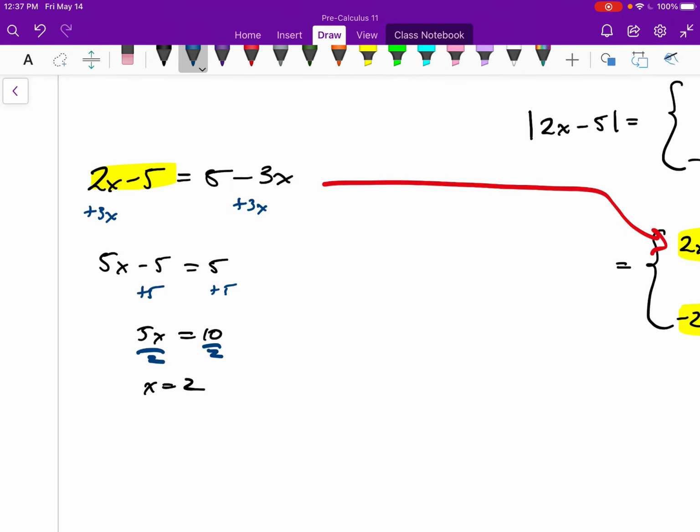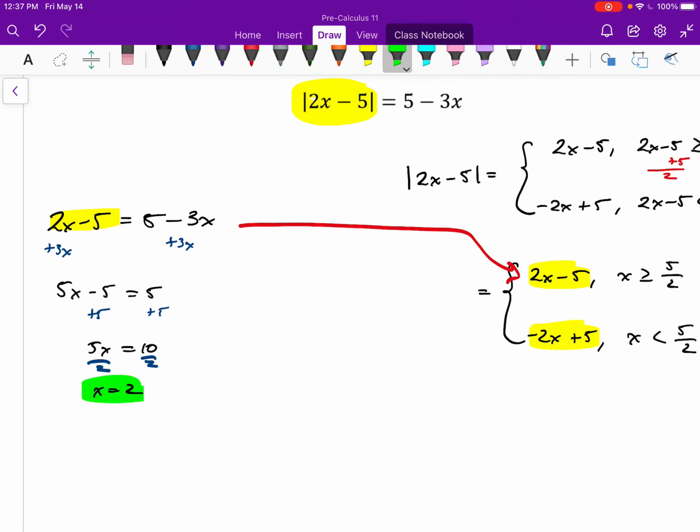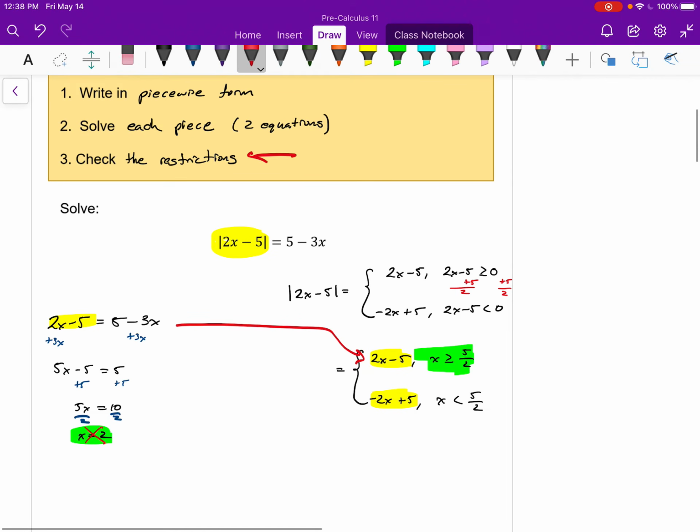With that said, the last thing I need to do with this equation is just check my solution, x equals 2, with the restriction. We look at this piece when x is bigger than or equal to 5/2. Now 5/2 is the same as 2.5. So I only look at this piece if x is bigger than or equal to 2.5. And so the solution of x equals 2 actually needs to be rejected. It's not one of my solutions. And that's what I just did right there, this third step: check the restrictions. Make sure our solution for x matches the piece we're looking at.